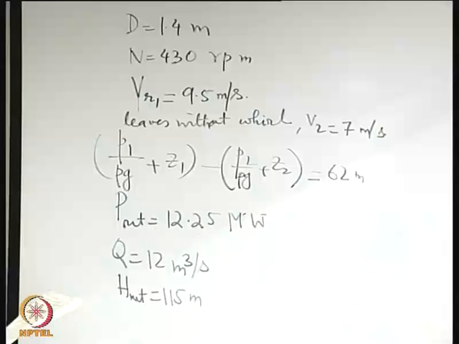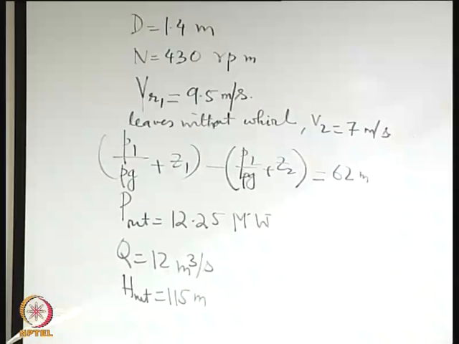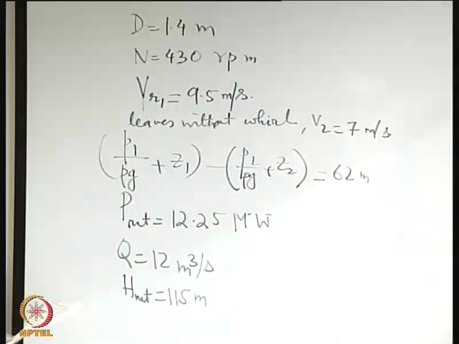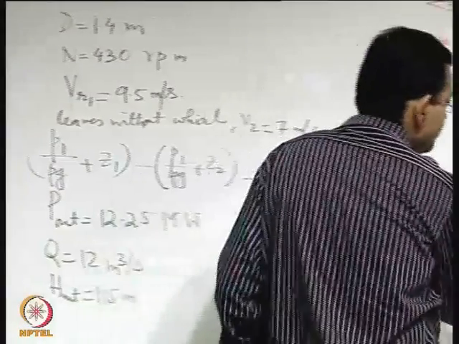Find the following. Number one, the absolute velocity of water at the entry of the runner and the angle of the guide vane. Then the inlet angle of the runner blade and the head loss in the runner. So let us try to quickly work out this problem.